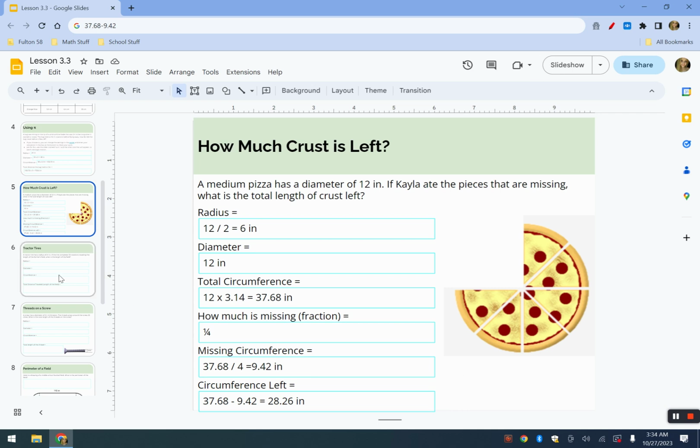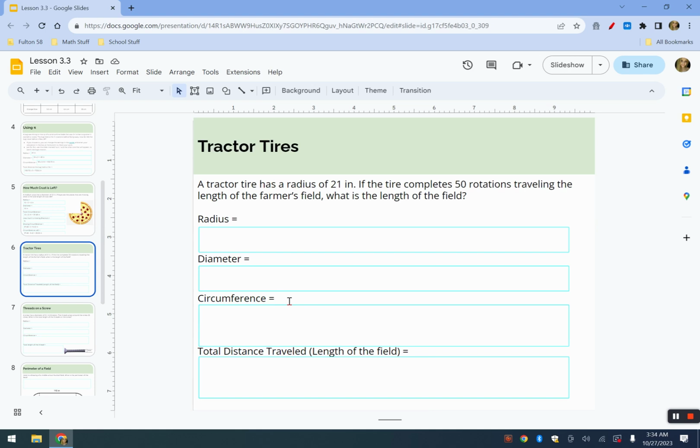Okay, so now we have a tractor tire. It has a radius of 21 inches. The tire completes 50 rotations traveling along the length of the farmer's field. And so it wants to know what is the length of the field. How far did that tractor travel, basically? So you're going to tell me the radius of the tire, the diameter of the tire, the circumference, and then the total distance traveled. Go ahead, pause here, and come back when you're ready.